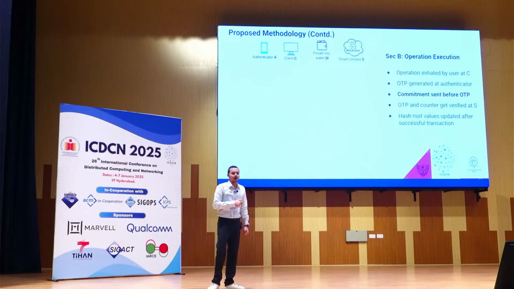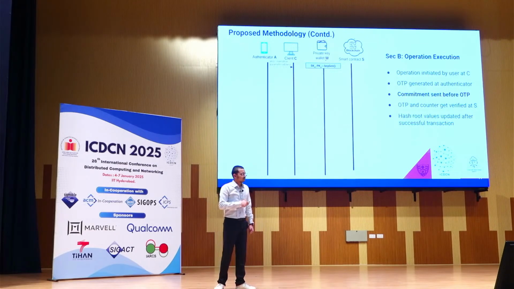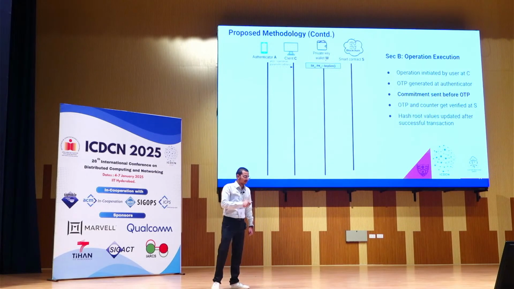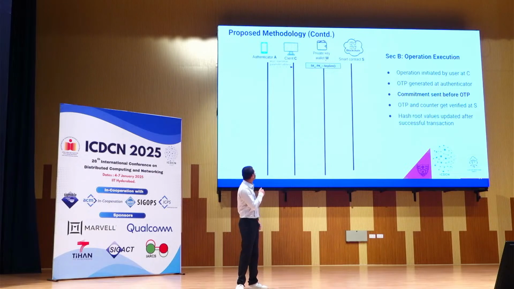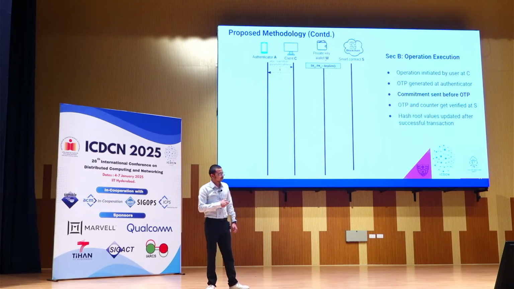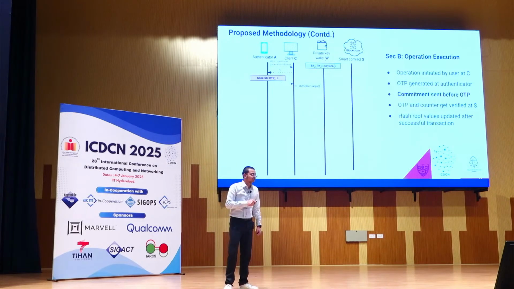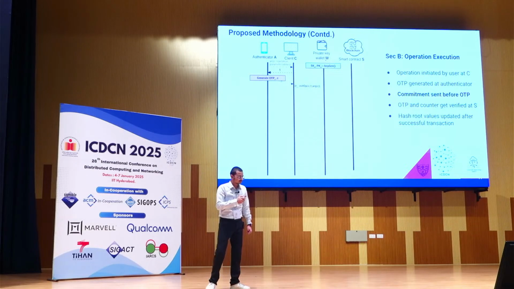In the second method, where the operation execution happens, we again have the same model, in which the client sends arguments: this is the operation, I want to send this to an address. So the receiver's address is sent as an argument. Now this D value is just a counter, so the OTP will be generated at the authenticator. As I discussed earlier, to mitigate the front-running attack, we send the commitment before sending the OTP to the smart contract.